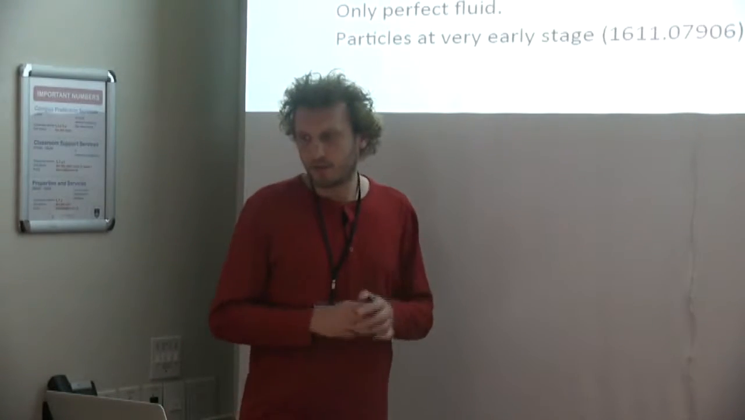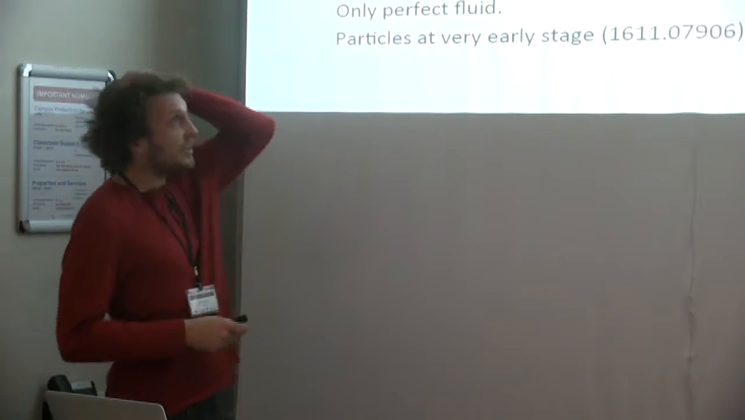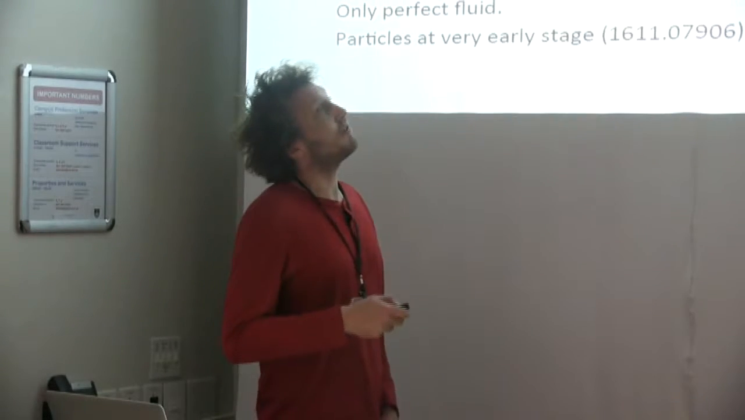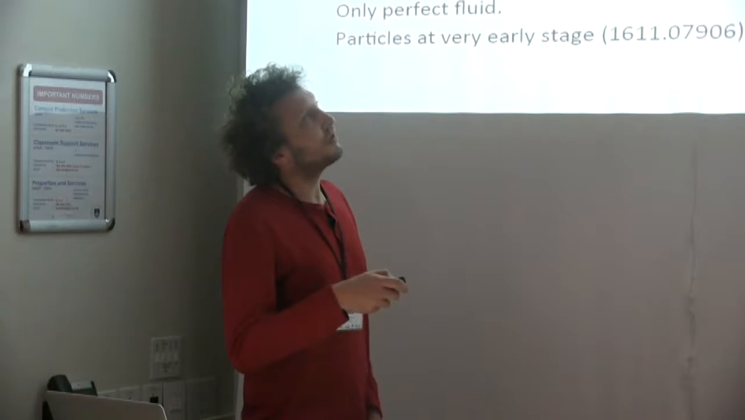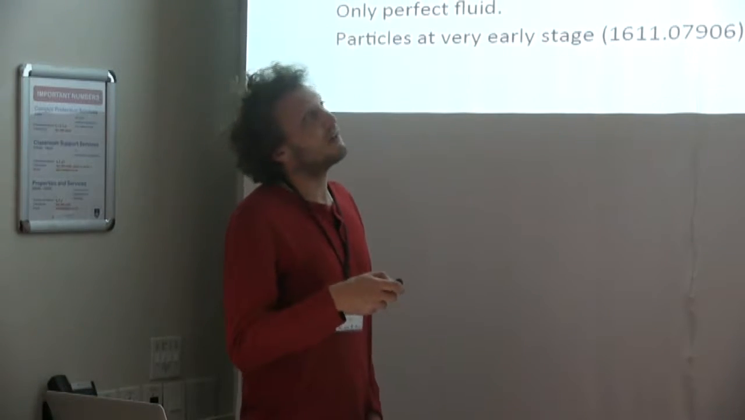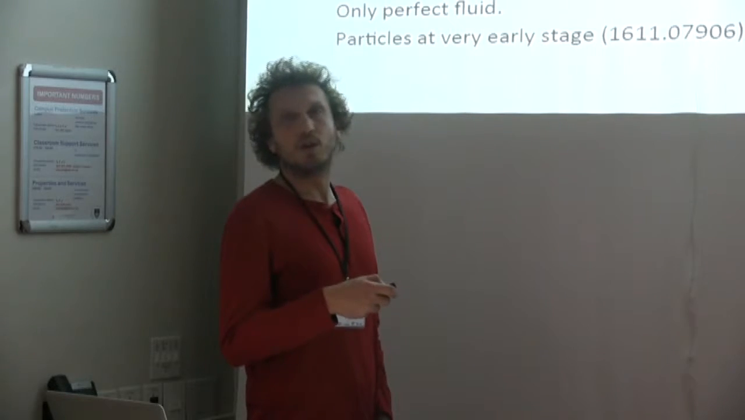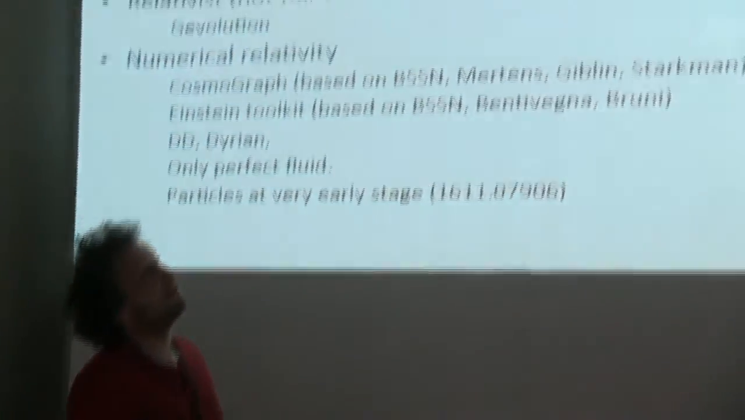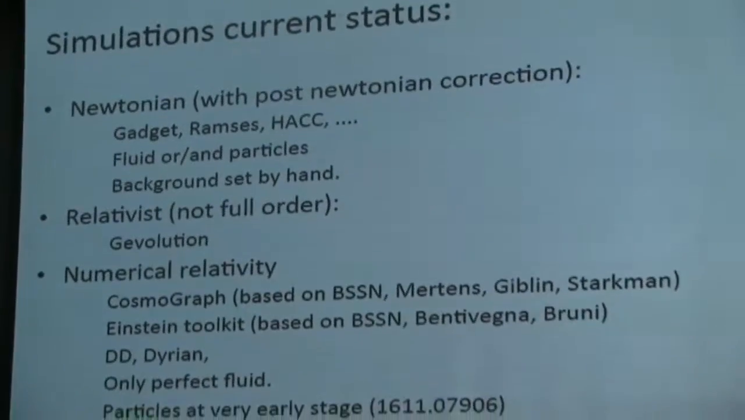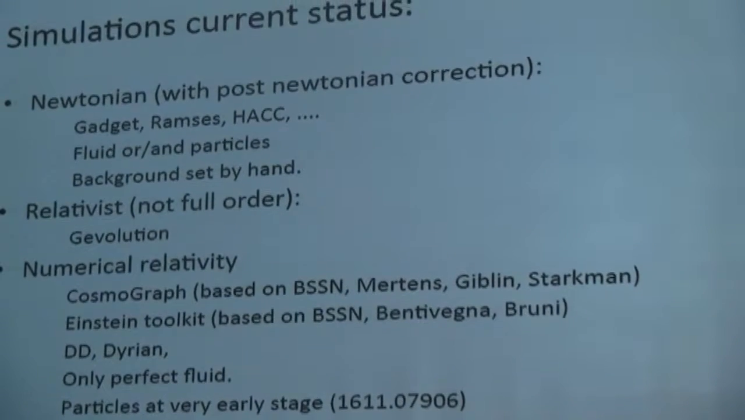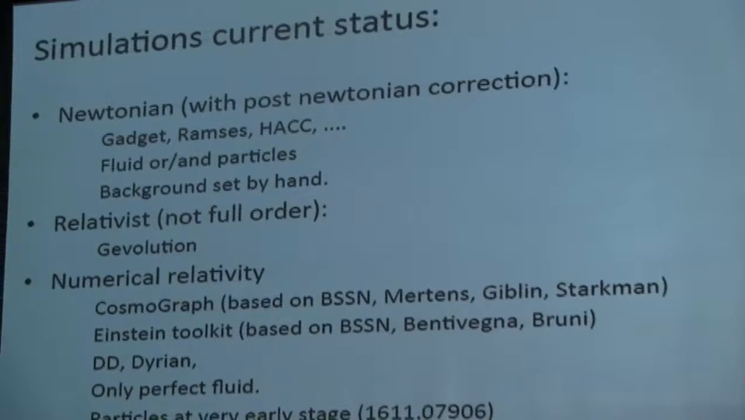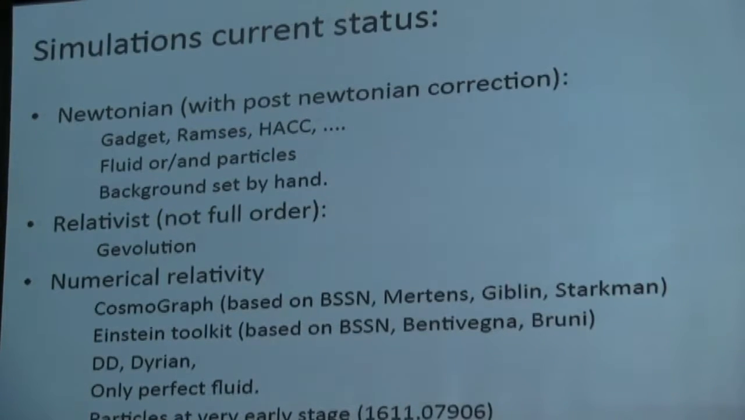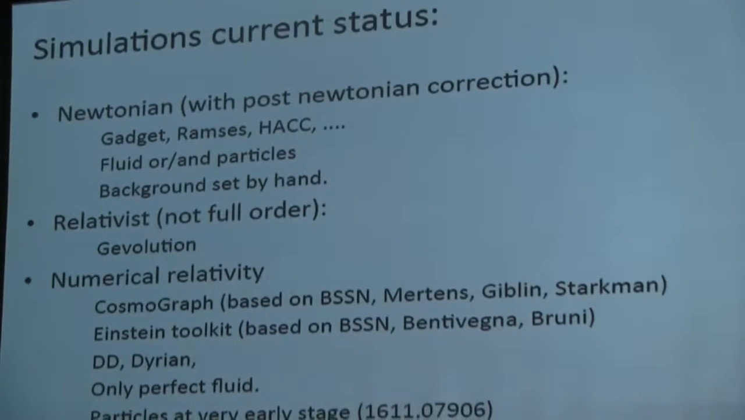That's it. So if you just think about the current status of simulations, you have Newtonian simulations with post-Newtonian corrections, like Gadget, Ramses, ART. Let's say these are the 3 major codes. These are the 2 European ones, and this is the US one. In all of those codes, you have a fluid solver and a particle solver. In all of those codes, you have a background which is set by hand, and there is no link between the dynamics of your system and your background.